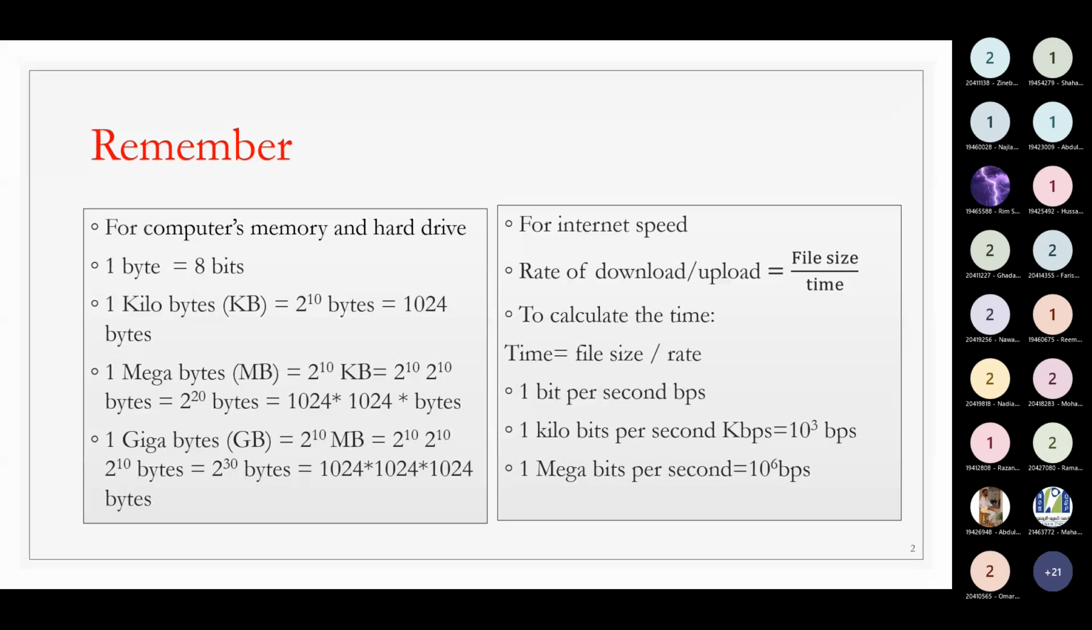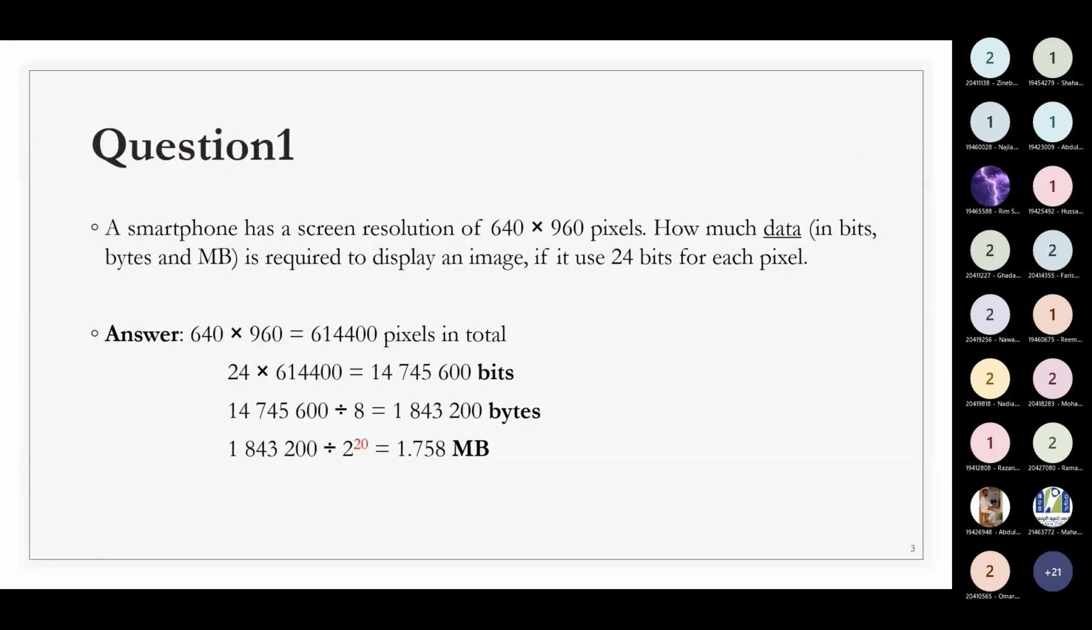You have a smartphone that has a screen resolution of 640 multiplied by 960 pixels. This is the number of pixels, the resolution. How much data in bits, bytes, and megabytes is required to display an image if it uses 24 bits for each pixel? Here we have the RGB color system.